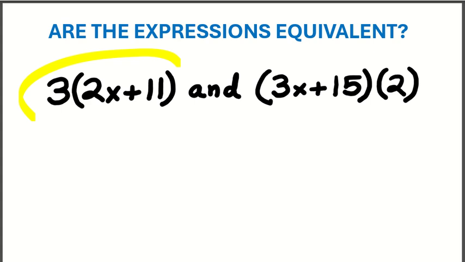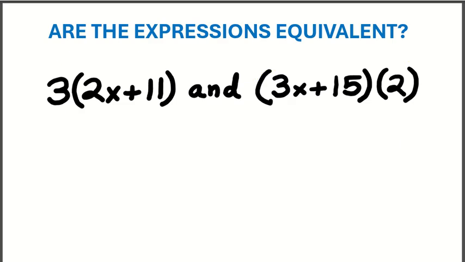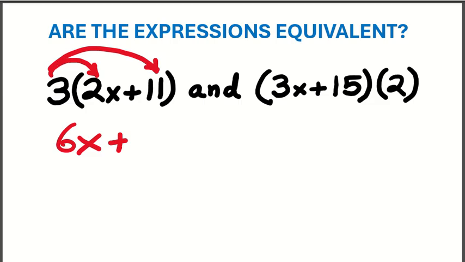Now, once again, two expressions looking very different. But what if I use the distributive property? It looks like I can distribute on both sides. So let's do this. So I know that 3 times 2 is going to be 6x. So 3 times 2x is 6x. Bring our plus sign down. And 3 times 11 is going to be 33, right?